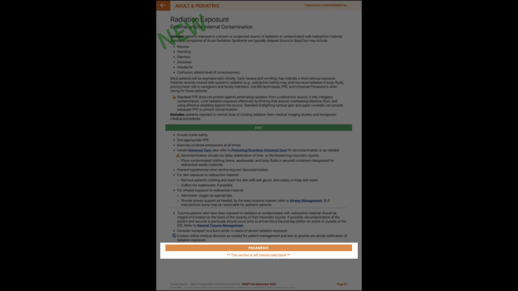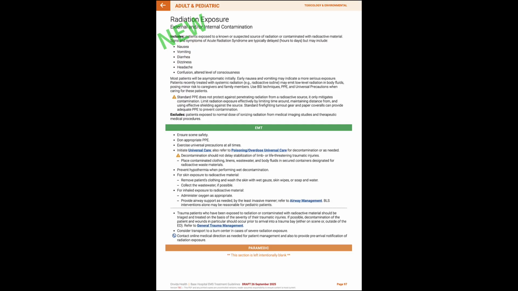The paramedic section is intentionally left blank here. That's because the priorities here are all scene safety, decontamination, airway management, and supportive care, all of which fall within the EMT scope of practice. This new radiation exposure page fills a gap that we had in the old YRMC guidelines. It's straightforward, focused on practical actions, and aligns with national recommendations for low-frequency, high-risk exposures.